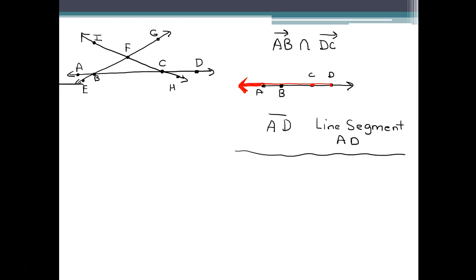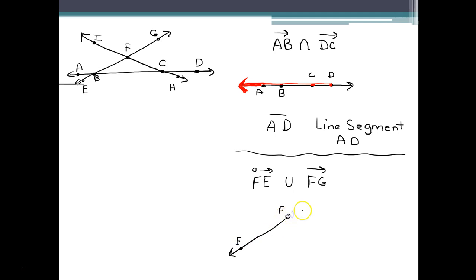Okay, here's another one that says half line FE union ray FG. Often for unions, I'll just use the same color because you're trying to look at what does it look like when all is said and done. When you put the two together, what kind of shape do you have?